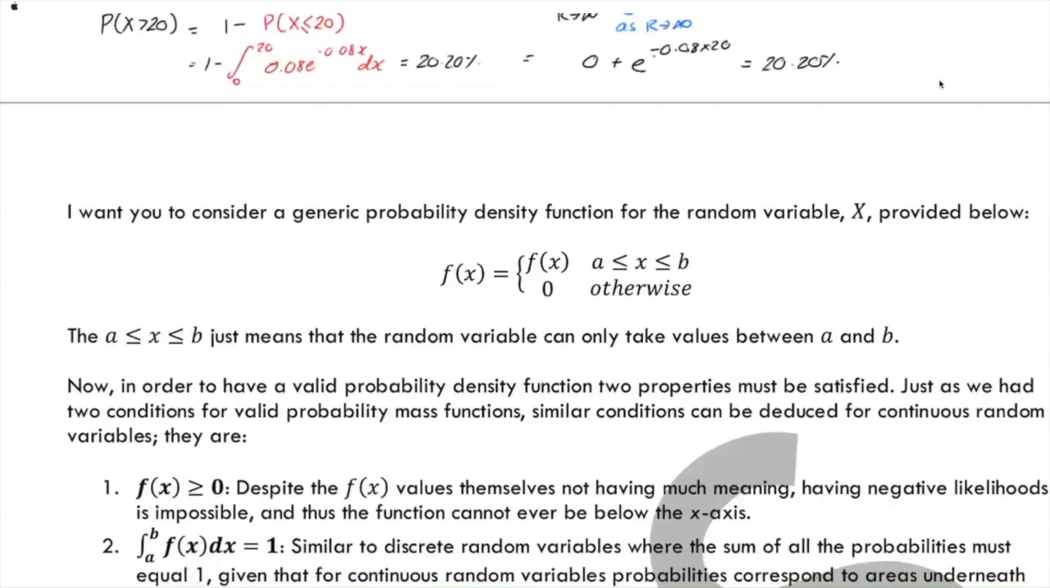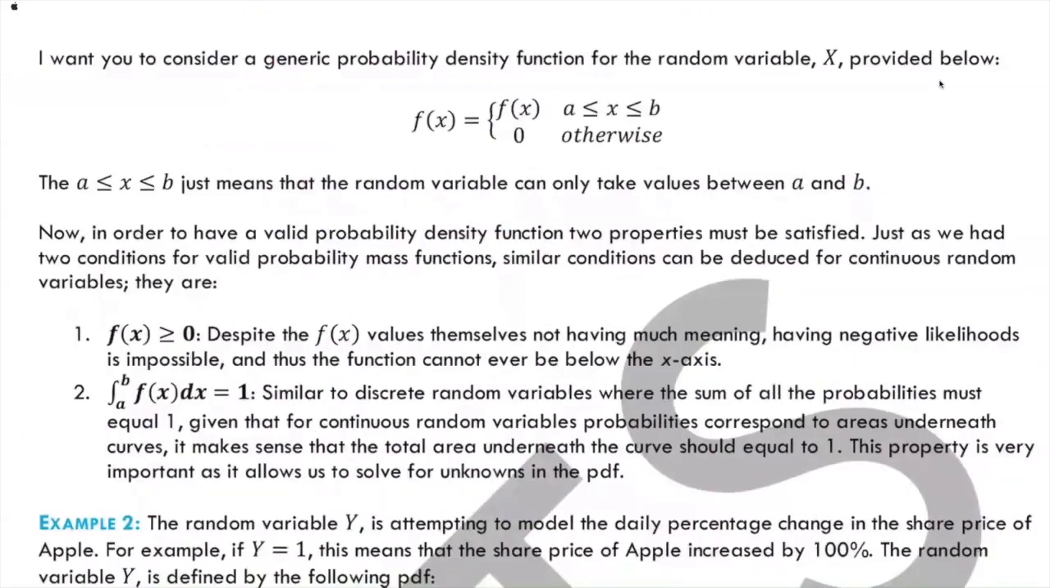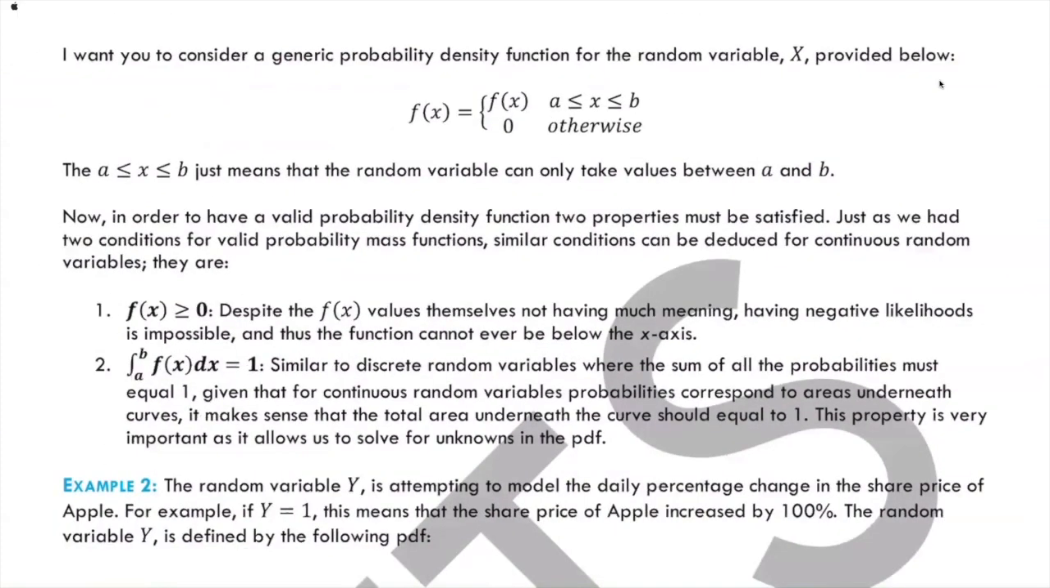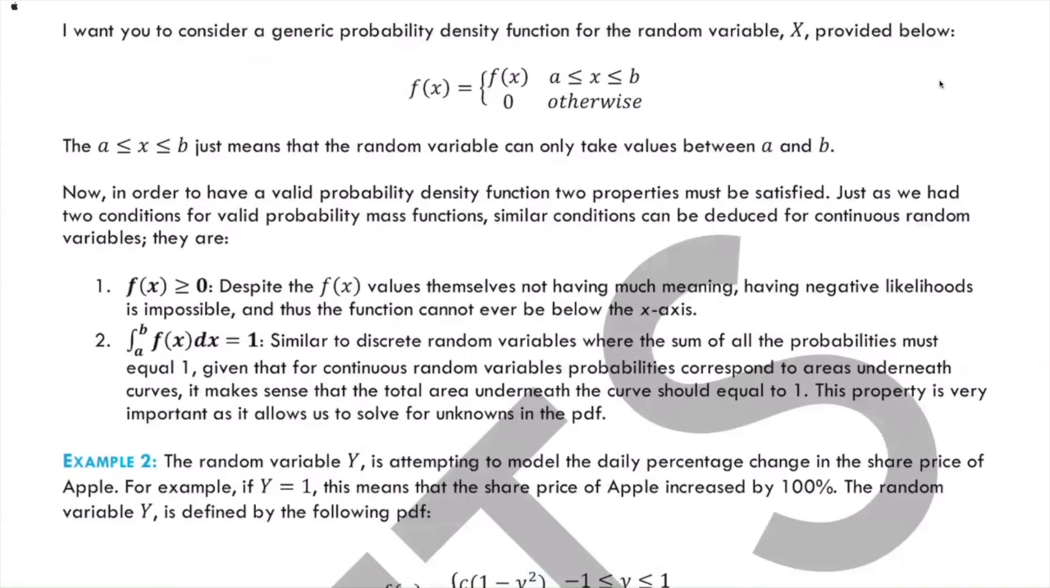Now I want you to consider a generic probability density function for the random variable x. Let's say f of x is given by some PDF for only the interval a to b, and it's not defined for any other values. So this a to b just means that the random variable can only take values between a and b, like the smartphone one was 0 to 100. Okay. Now, in order to have a valid probability density function, two properties must be satisfied.